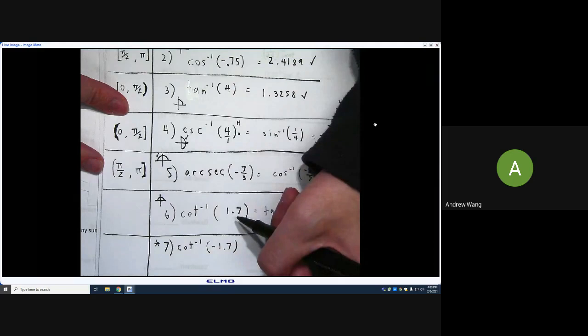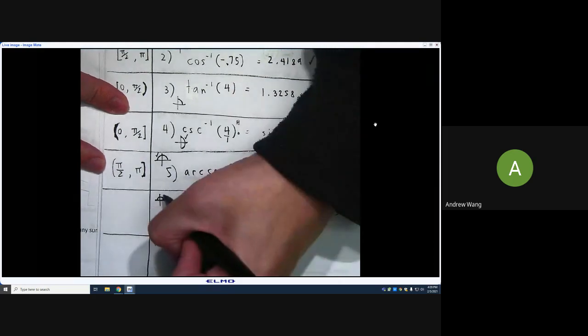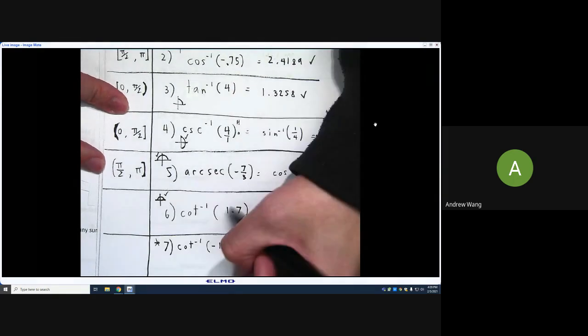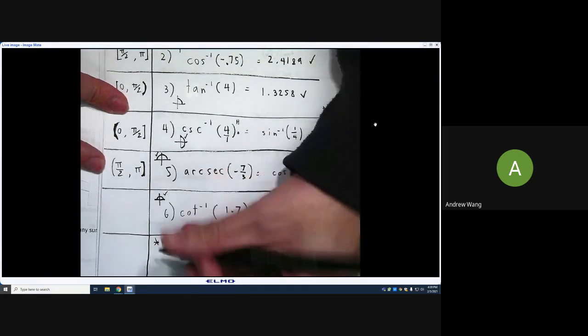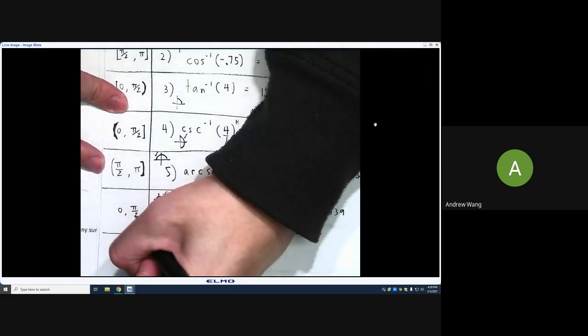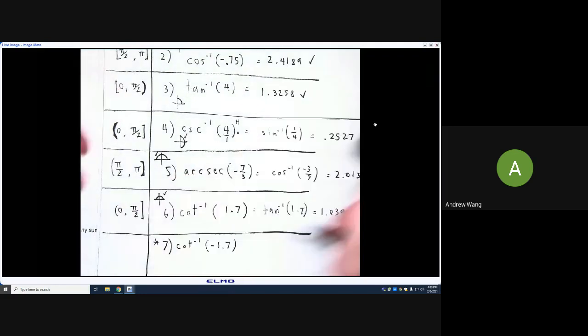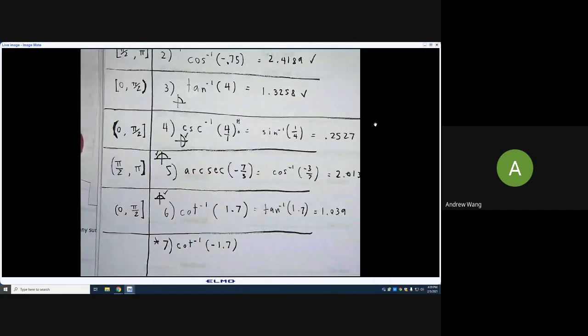Now, on positives, it doesn't matter, because remember, all positive ones are in quadrant 1. So like all positive cotangents, all positive tangents, they're all in quadrant 1. So for us, this is going to be 0, pi over 2. That's where that one is.